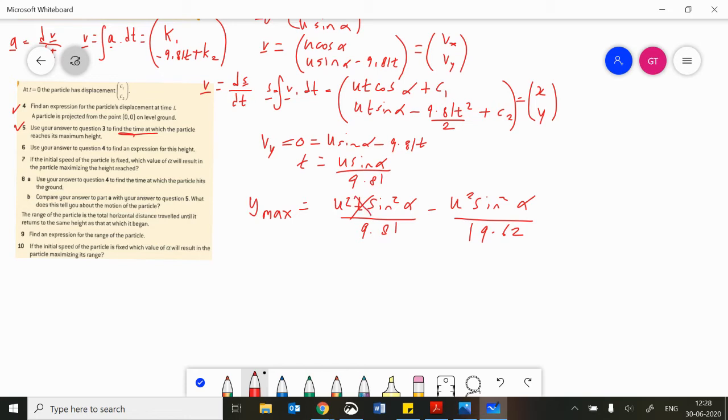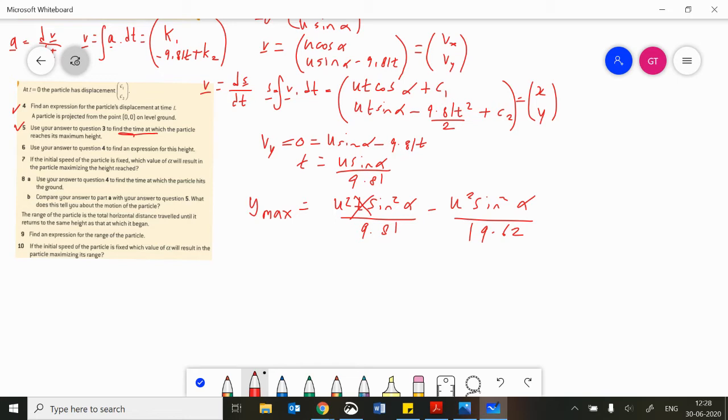Okay, so there we go. That's our expression for y max. We answered the question. It says use your answer to question 4 to find an expression for this height. Okay, well, we can actually simplify this one as well, because we can see this is both in terms of sine squared alpha.